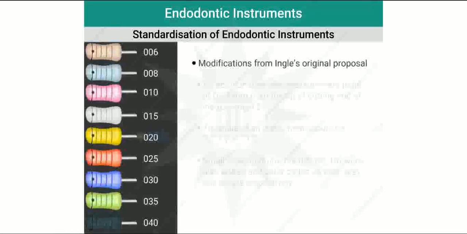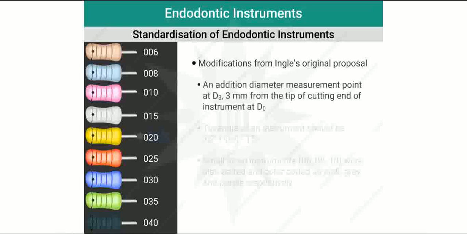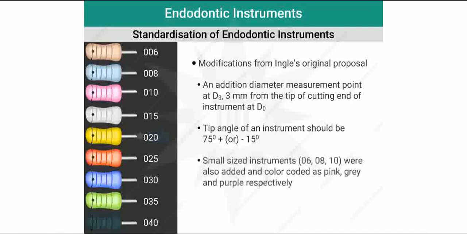They have added an extra diameter, D3, 3 mm from the tip of the instrument. And the tip angle of the instrument should be 75 degrees plus or minus 15 degrees. And some small size instruments were added. They are color coded as pink, grey, and purple respectively. The pink color size is 6, the grey one is 8, and the purple color is 10.